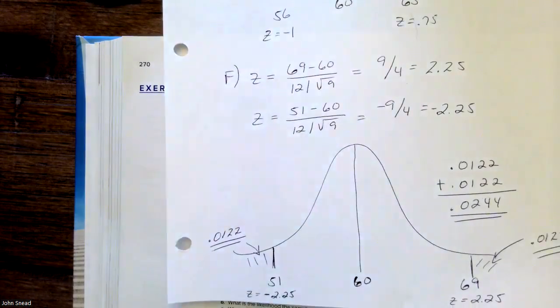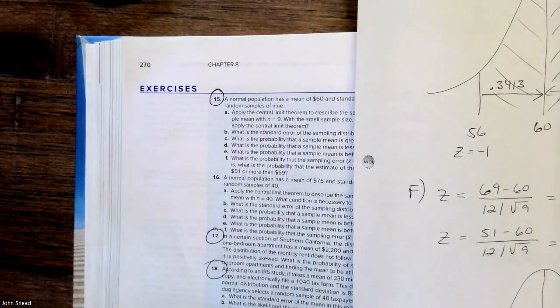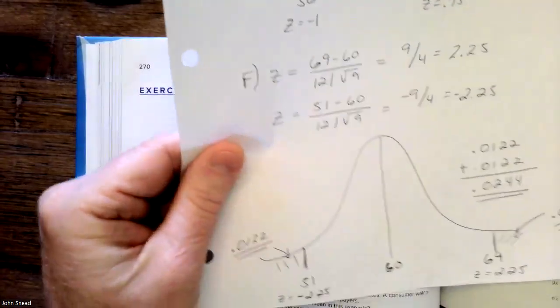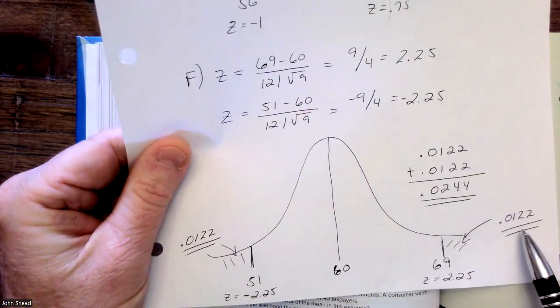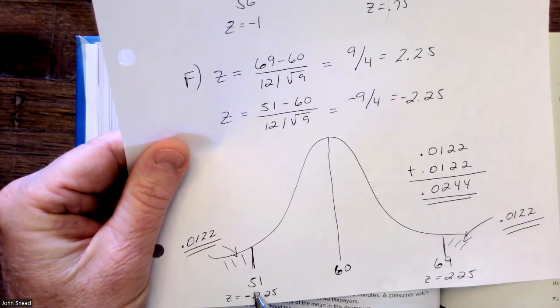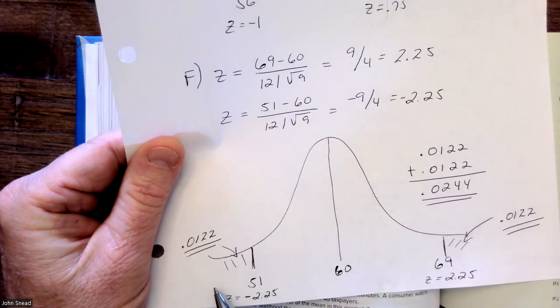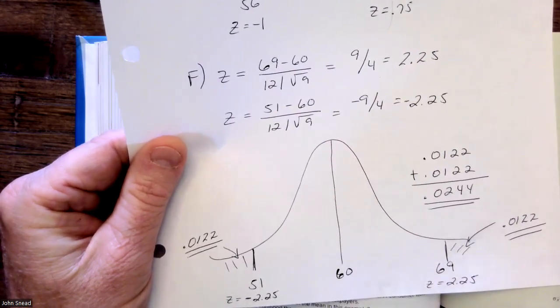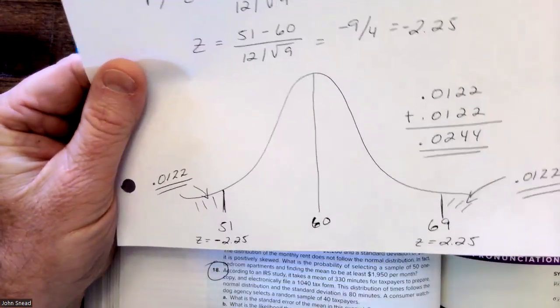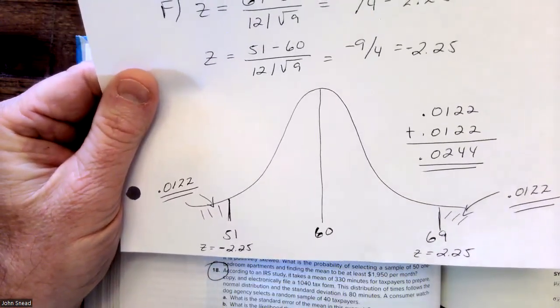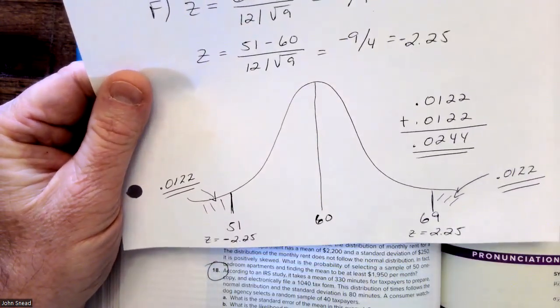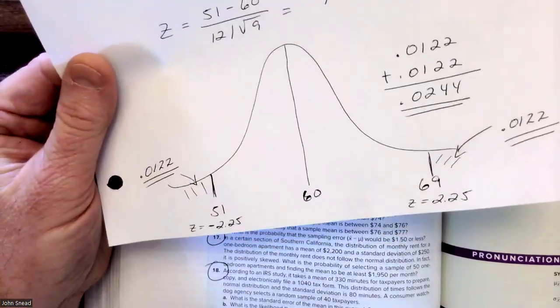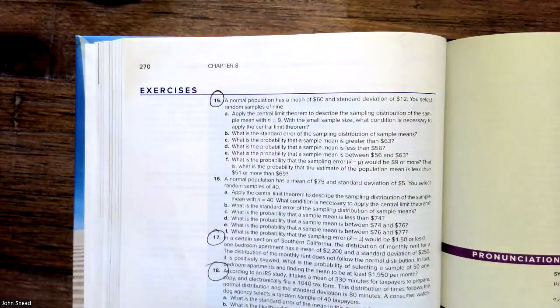Hopefully you can see that okay. If not, definitely take a look at yours. So that's going to be the area. This area above 69 is 0.0122. The area below 51, another 0.0122. We add those two together and we get 2.44%. So there's a little less than a 2.5% chance that it will be less than 51 or greater than 69.